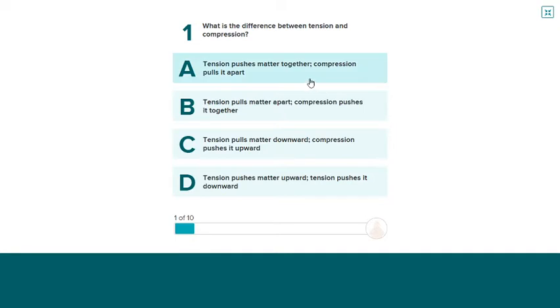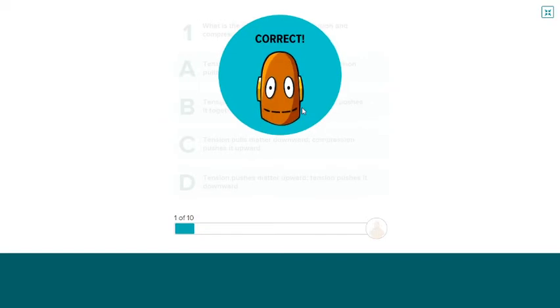Let's look at the first one. Tension pushes matter together. Compression pulls it apart. Now, that doesn't make sense. Compression actually pushes things together. Tension pulls matter apart. Compression pulls it together. That makes more sense. Let's go to letter B. Good.